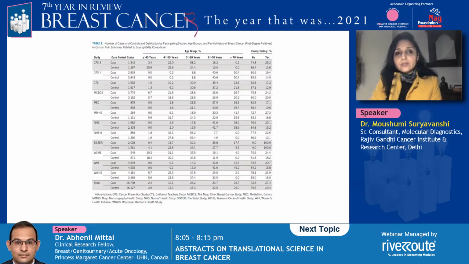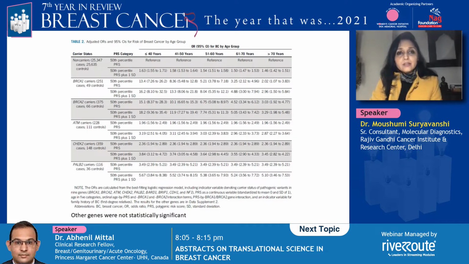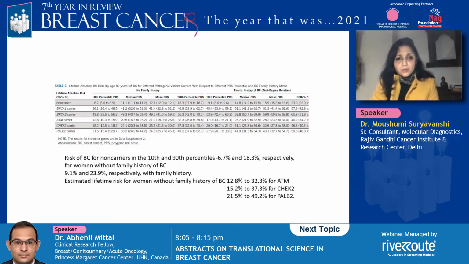So these are the various studies from which the cases were taken. And then this is the adjusted odds ratio across one standard deviation and the mean, and it is seen to fall every 10 years. And these are the only genes which had significant findings, that is BRCA1, BRCA2, ATM, CHEK2, and PALB2. So it could be seen that the risk varied from the 10th percentile to the 90th percentile. Say in non-carriers, it varied from 6.7% to 18.3% respectively. So this is the concept.